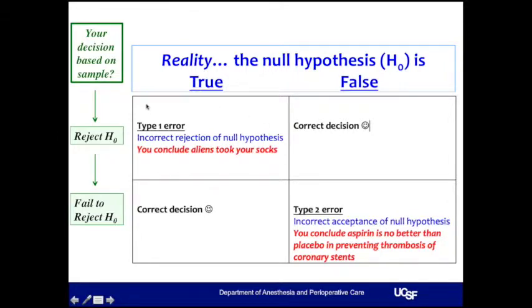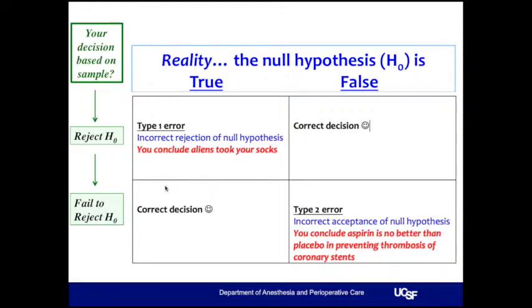So this would be a situation where the null hypothesis is true. In other words, there is no association between your predictor and outcome. Your initial null hypothesis was true, but based upon your decision making in the study, you have rejected the null hypothesis in favor of the alternative. This incorrect rejection of the null hypothesis is called a type 1 error, and you, for example, would have concluded that the aliens took your socks.